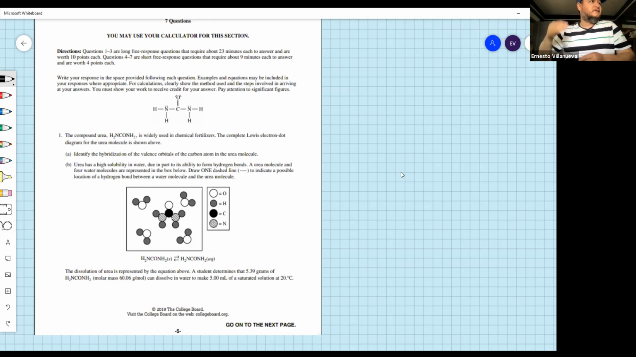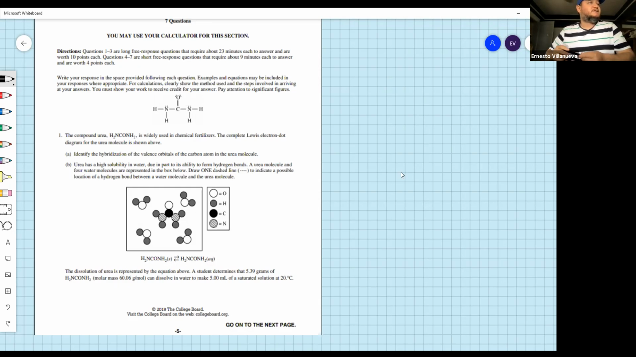And then at the top, it gives you how they're going to score it. Now, the AP exam is set up where 50% of your score is going to come from these questions, and the other 50% is going to come from the multiple choice section. All right, so let's go ahead and get started.